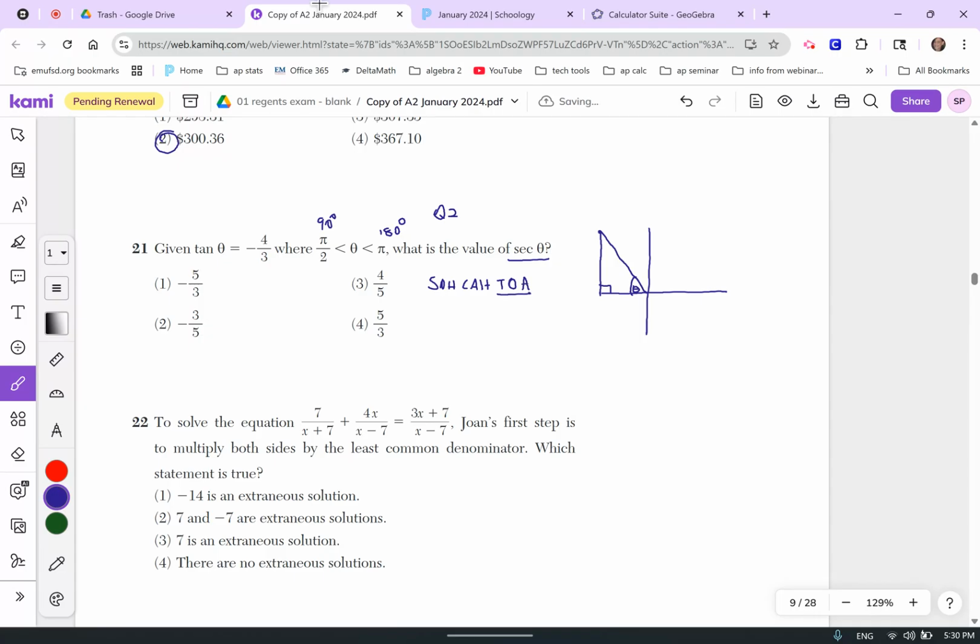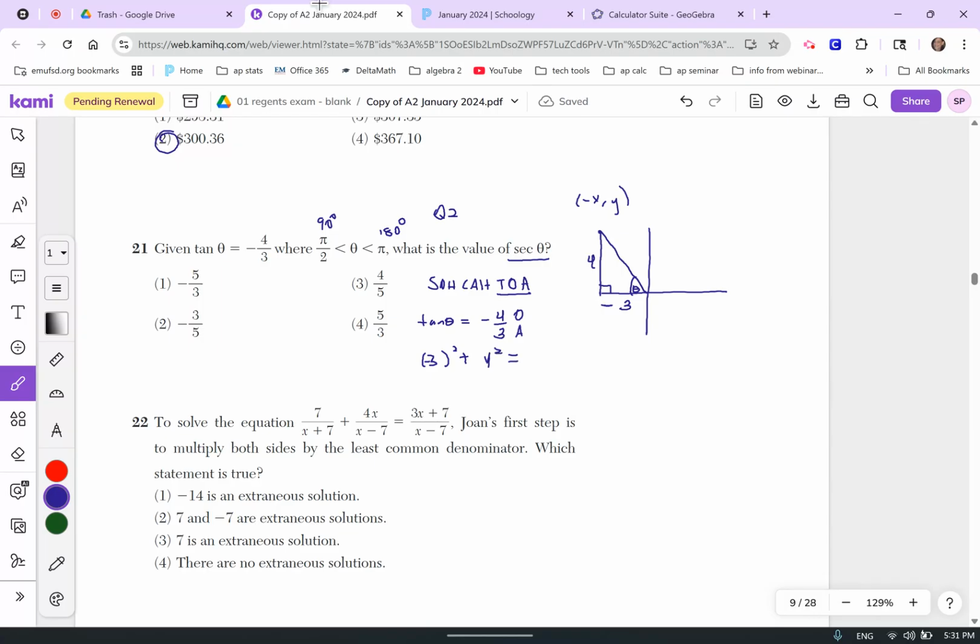And TOA is tan. So if tan of theta is negative 4/3, that's opposite over adjacent. So 4 and 3. So which gets the negative? Well, in quadrant 2, our x values are negative and our y values are positive. Therefore, the negative would be on the 3. To figure out the hypotenuse, you can either use the Pythagorean theorem or you can use the 3, 4, 5 triangle.